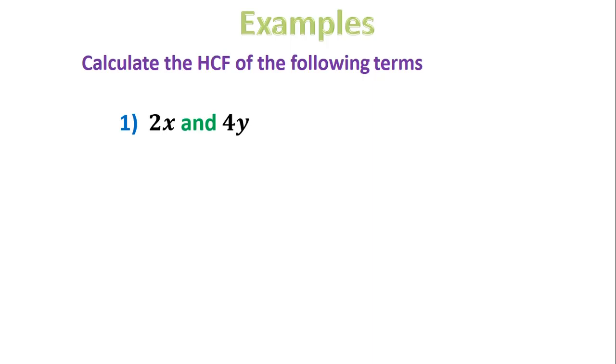We have 2x and 4y, and I set it out in a special way. As long as you can get the answer, I'm very happy, but this is the way I set it out. First, we write down our 2x and our 4y, and then we start looking at it. Now we break it into two areas. We look at the numbers or the coefficients first, and then the letters and the variables second. You don't have to do it in 2 steps, you can do it in 1, but for teaching purposes I break it into 2.